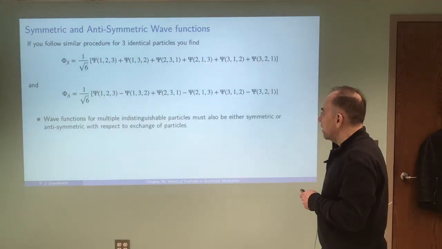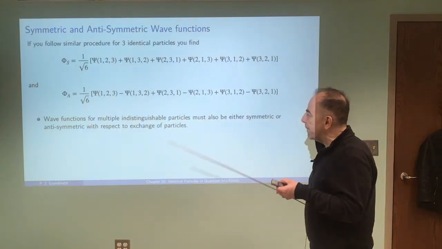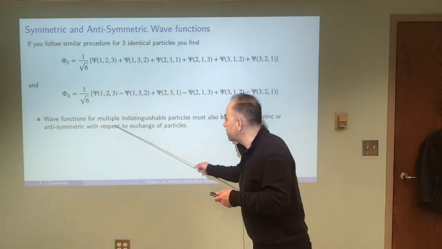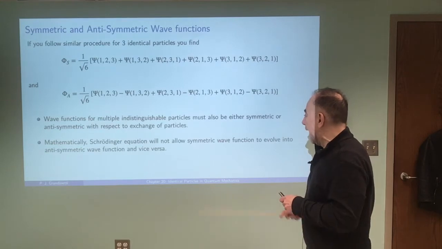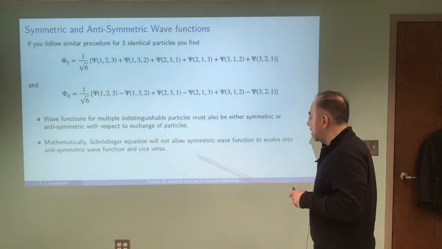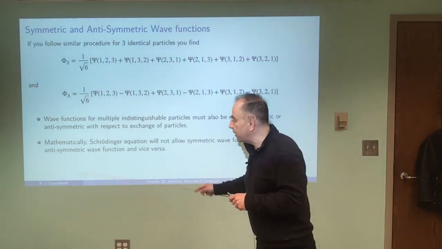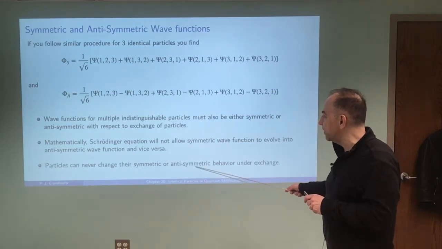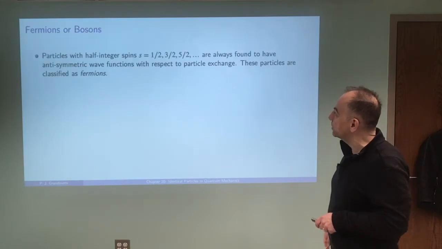All right? So it turns out that there are only 2 types of wave functions we can have: symmetric and antisymmetric with respect to exchange of the particles. And the Schrodinger equation, as we've been working with it so far, doesn't allow symmetric functions to ever evolve into an antisymmetric function or vice versa. So particles can never change their symmetric or antisymmetric behavior under exchange.